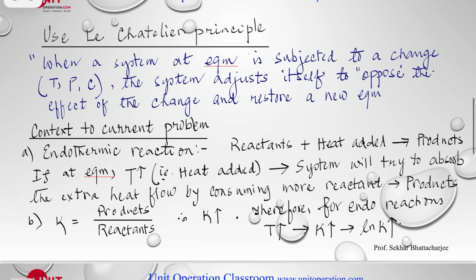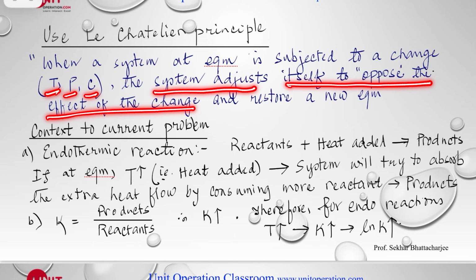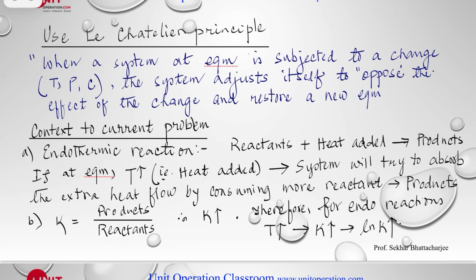We are going to use Le Chatelier's principle, which we know says that when a system at equilibrium is subjected to a change in temperature, pressure, or concentration, the system adjusts itself to oppose the effect of the change and restore a new equilibrium.